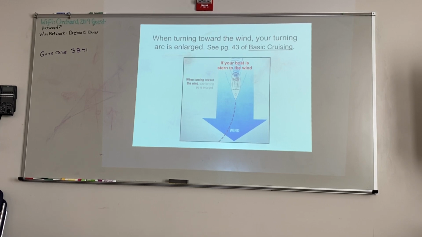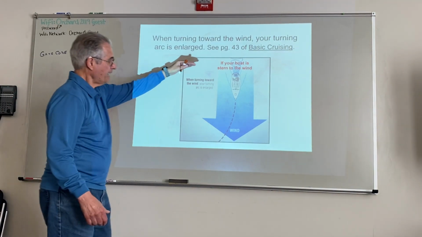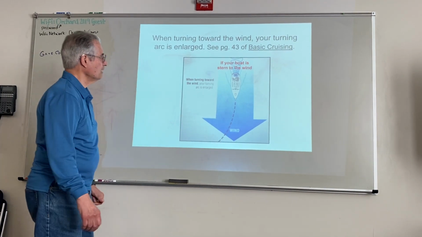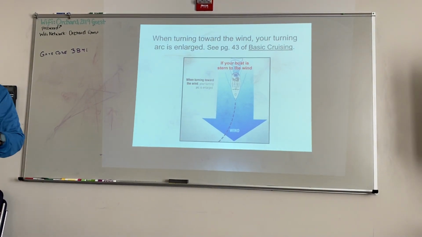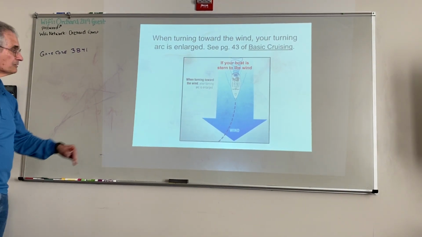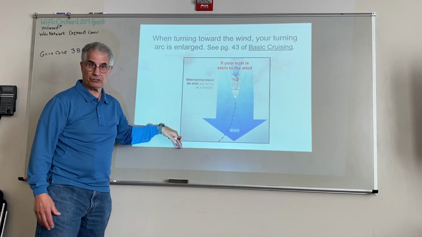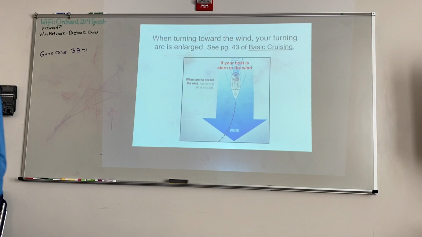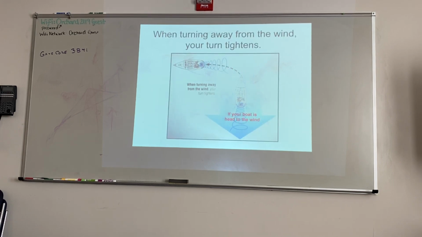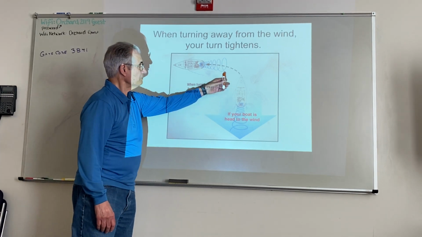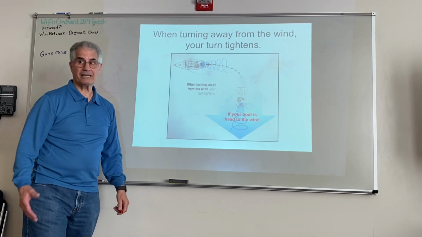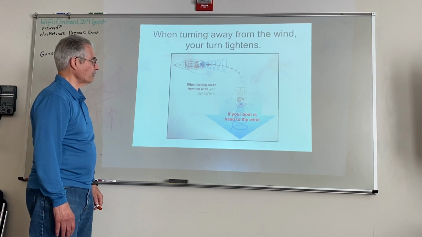So when you're turning and the wind's behind you, it's going to be a wider turn, because the wind's going to keep pushing at your bow as you make that turn. So it's going to be a wider turn than if the wind's coming from the other direction. If you're turning into the wind, it's going to be a tighter turn, because the wind is actually going to help your bow come around.